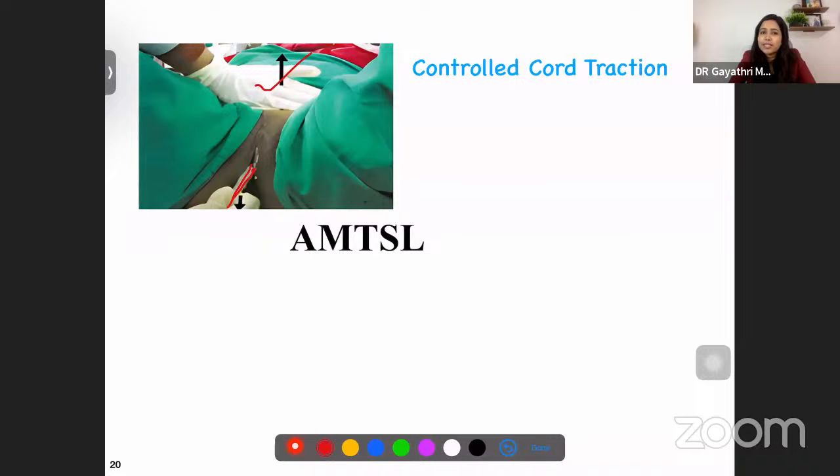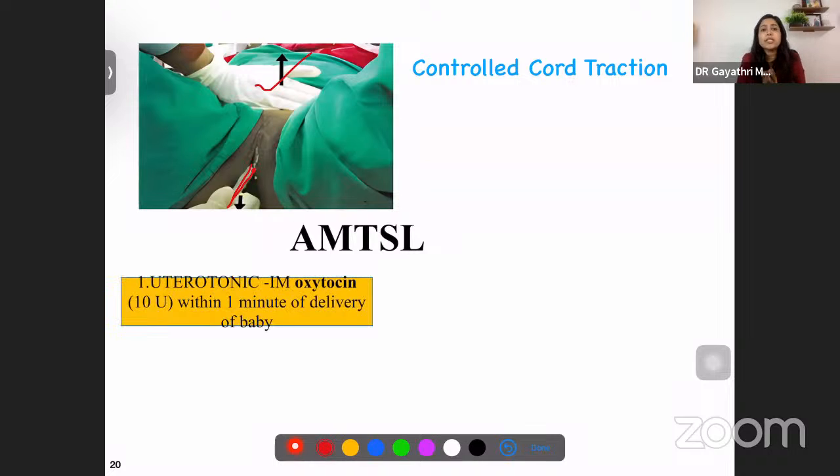So let's see what the steps in active management of third stage of labor are. What is the first and foremost thing that you're going to do in this condition? The first thing is to give the patient uterotonics. Uterotonics are basically drugs that will contract the uterus, and the uterotonic of choice is going to be oxytocin. Oxytocin is given 10 units within 1 minute of delivery of the baby, as an intramuscular injection. So the first thing is uterotonics, that is oxytocin.